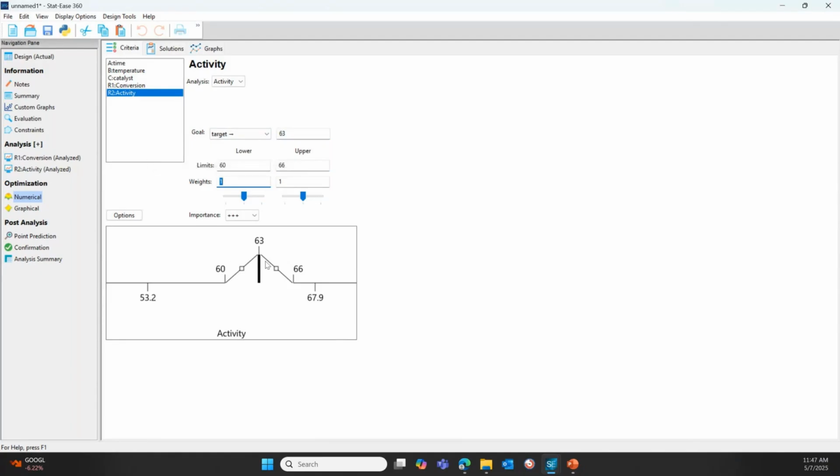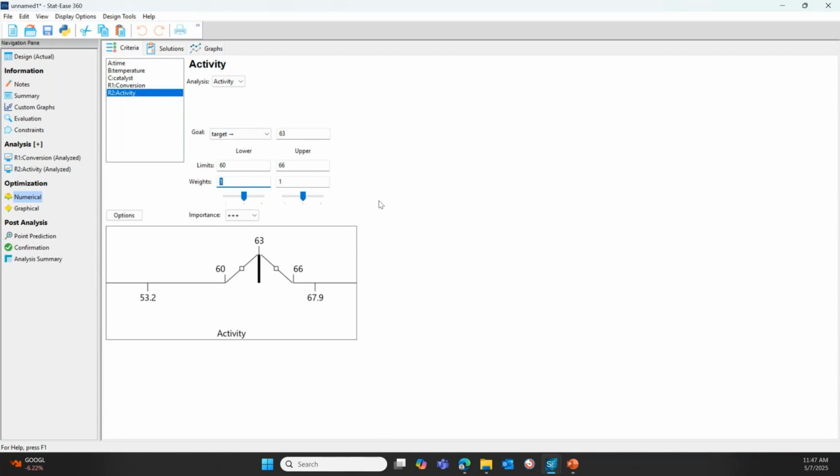Okay, so we create this little ramp down here. I want to get to at least 60. 63 is ideal, and then 66 would be, we don't want to go any higher. So I have my two criteria, and now it's going to simultaneously try to pull those two together and come up with the best answer.